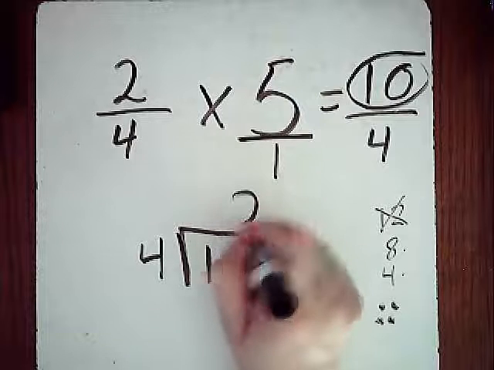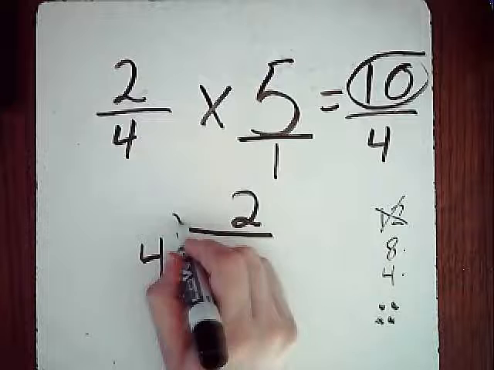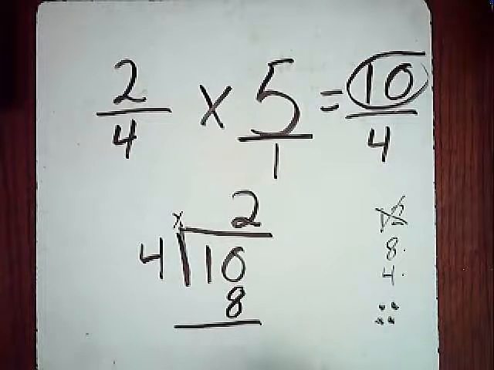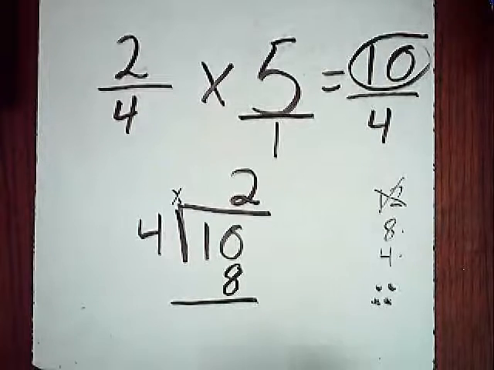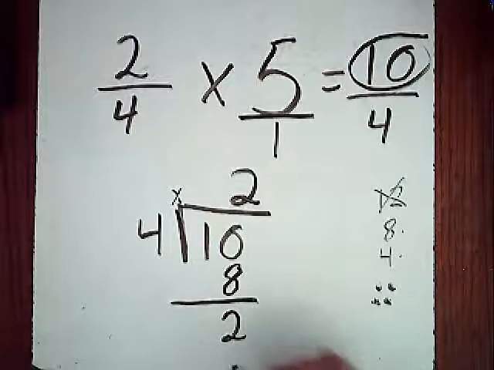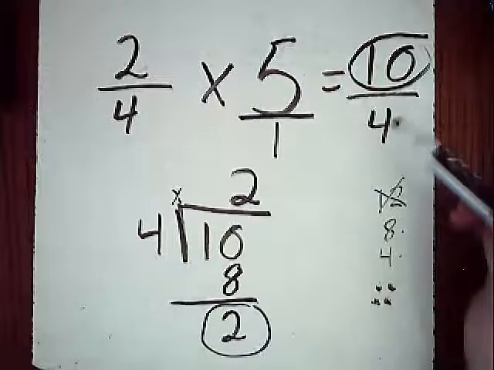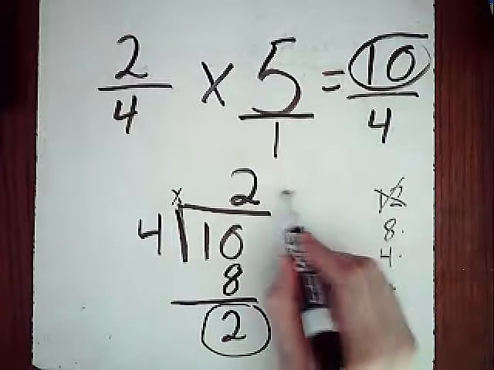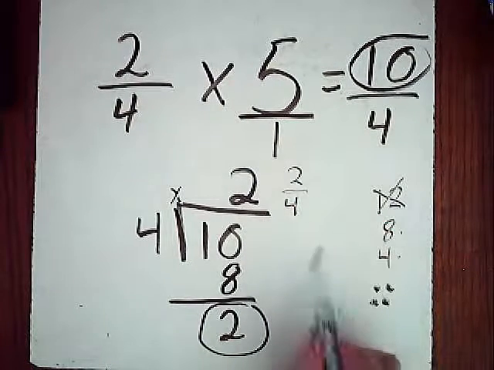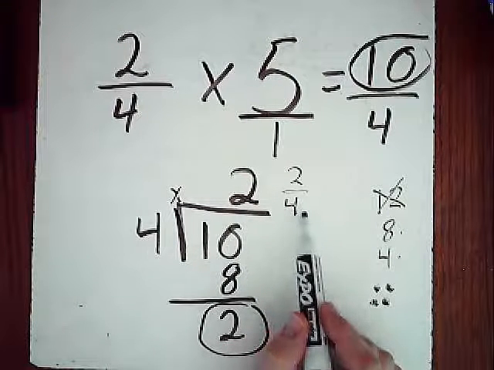So we would have a 2 on top as our quotient. 2 times 4 gives us 8. We would subtract this. 10 minus 8 leaves us with 2. So our new numerator would be a 2. Our denominator doesn't need to change, so it would stay a 4. And our answer as a mixed number would be 2 and 2/4.